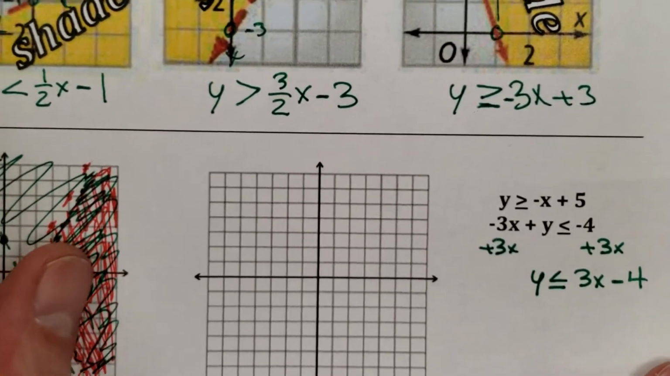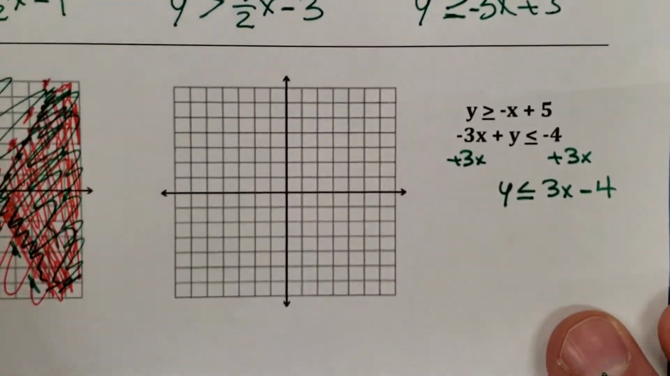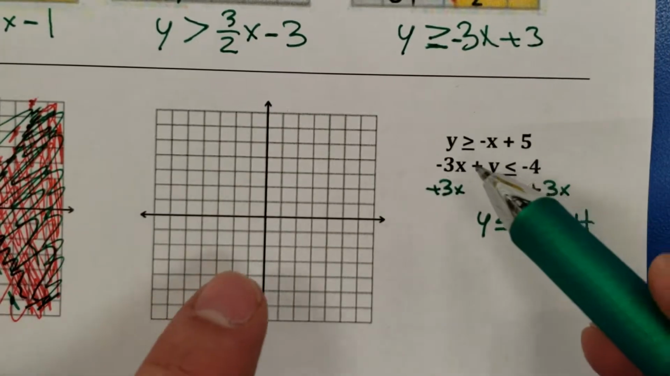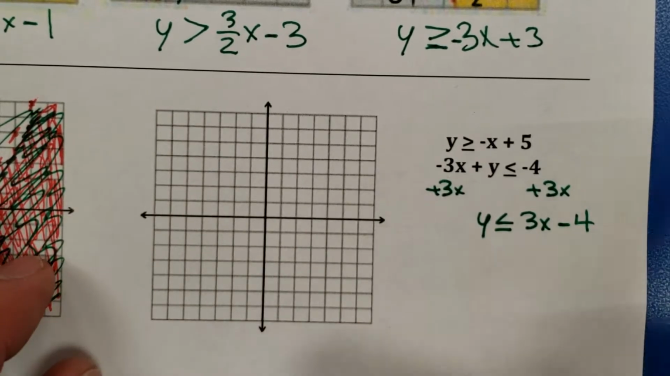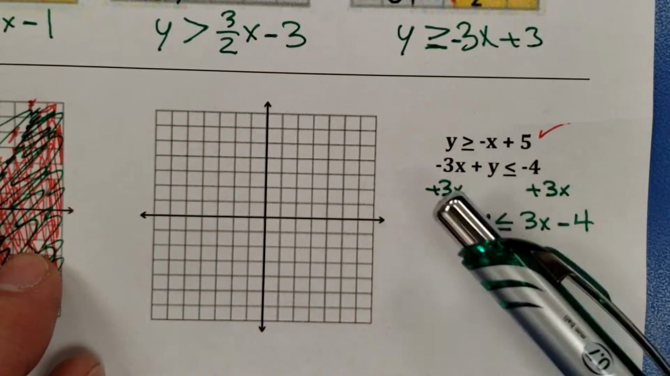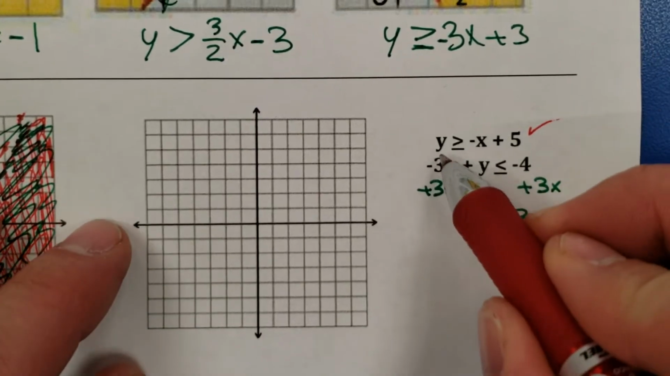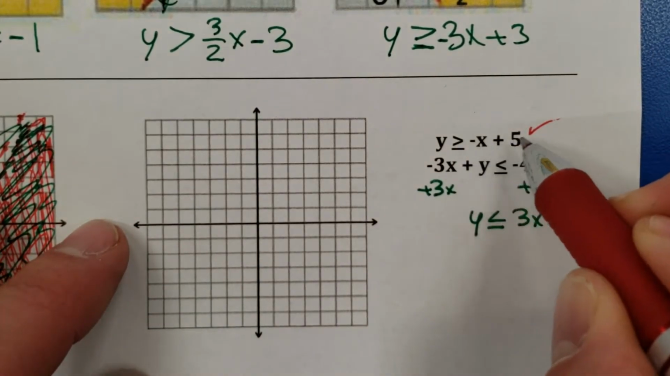Here we go. So we got some solid lines on this one. All right, here we go. So first one, we're going to make the first one red. So I've already, as you can see, altered the second one to my liking. Y is greater than or equal to -x plus 5.